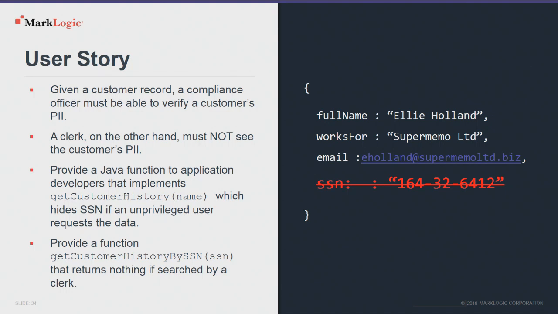In our scenario, a Java developer has been given a task: implement a get customer history function. Go write that function. It's going to get back anything having to do with a particular name. But if it's a compliance officer seeing it, they can see the social security number, but if it's anybody with less restricted access, they shouldn't see it at all. In fact, I'm going to give you another function, get customer history by SSN, that'll show you that even on a search, the compliance officer will be able to find people by SSN, but the other person won't be able to find that at all.